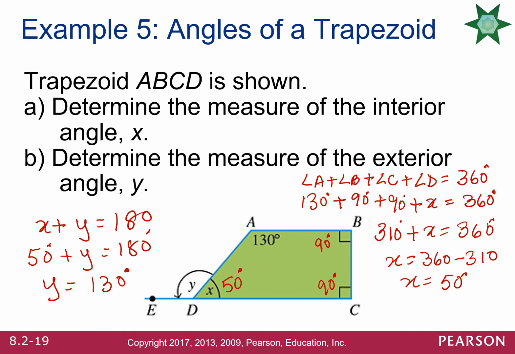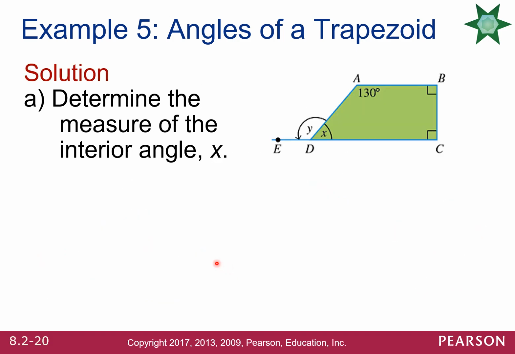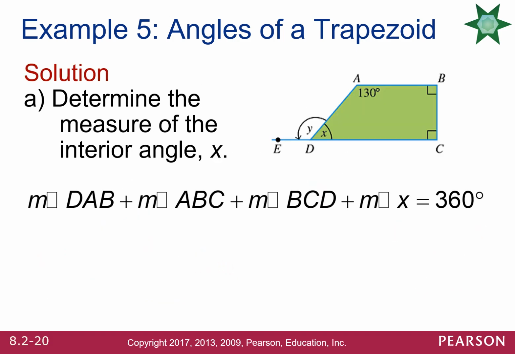All right, so now we know the measures that we were supposed to find, the measures of angle X and Y. So let's look at the solutions that were provided here. The same as what we did before. They took each of these angles: DAB is 130 degrees. The measure of angle ABC is 90 degrees. They haven't filled that in. The measure of angle BCD, and finally the measure of angle X, which is CDA, and the sum of all four angles is equal to 360 degrees.